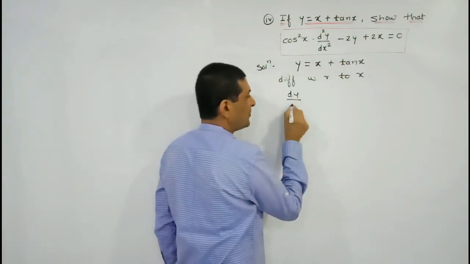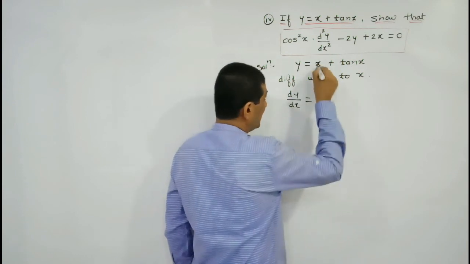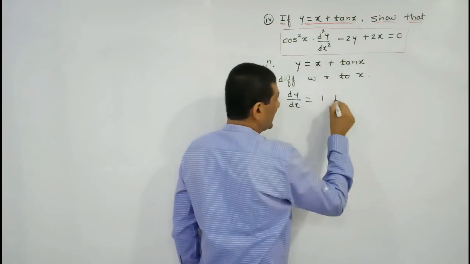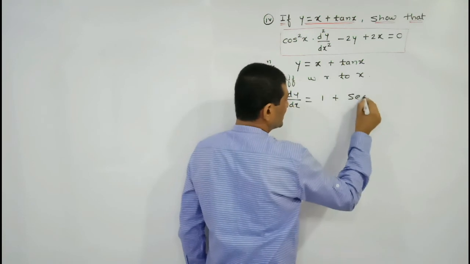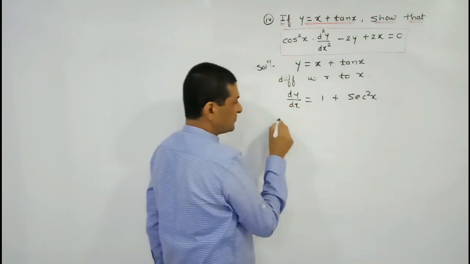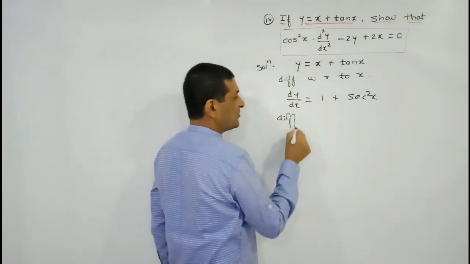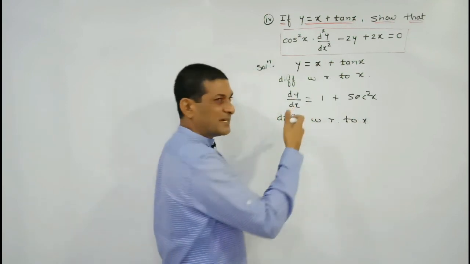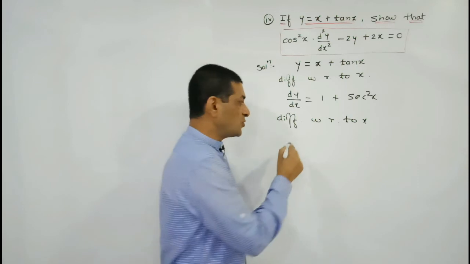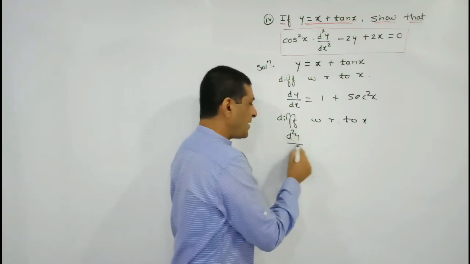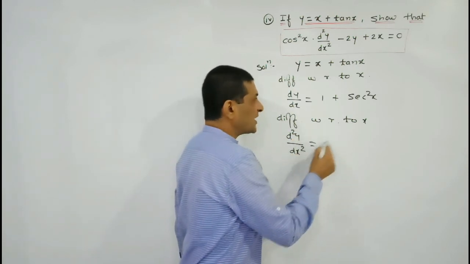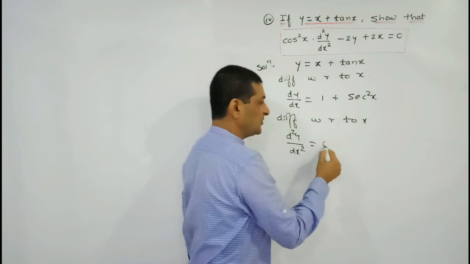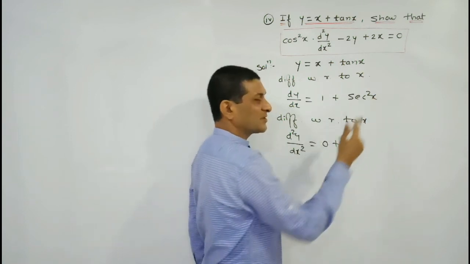So dy upon dx will be equal to, what is the derivative of x? 1, and the derivative of tan x will be equal to sec square x. In this way we have got the first order derivative. Again we are differentiating it with respect to what? X. Now we know that the derivative of dy by dx is denoted by what? d2y upon dx square. On this side the derivative of this constant term is 0, and the derivative of sec square x.